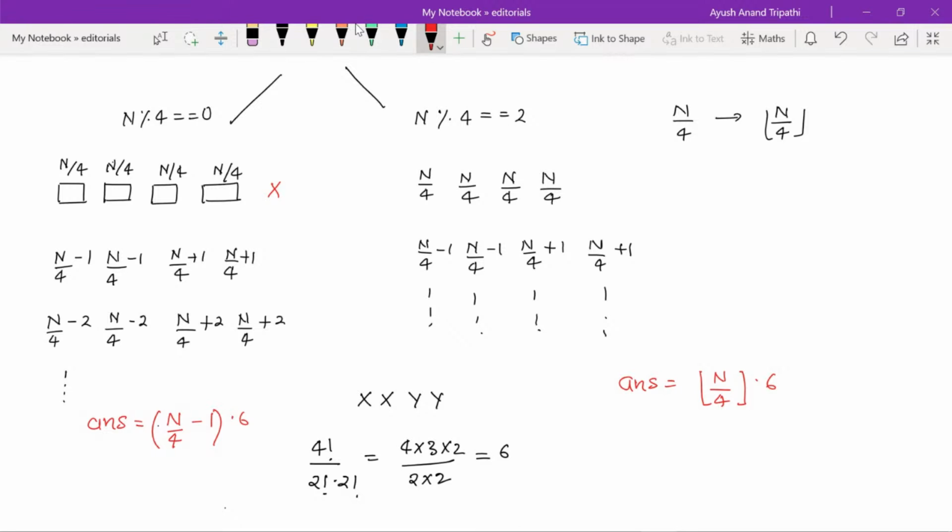Right? So is it clear to everyone? How many times can we partition it? n by 4 times, the floor value of n by 4, and multiplying it by 6, because for every partition we can have 6 unique permutations for every sequence of length 4.